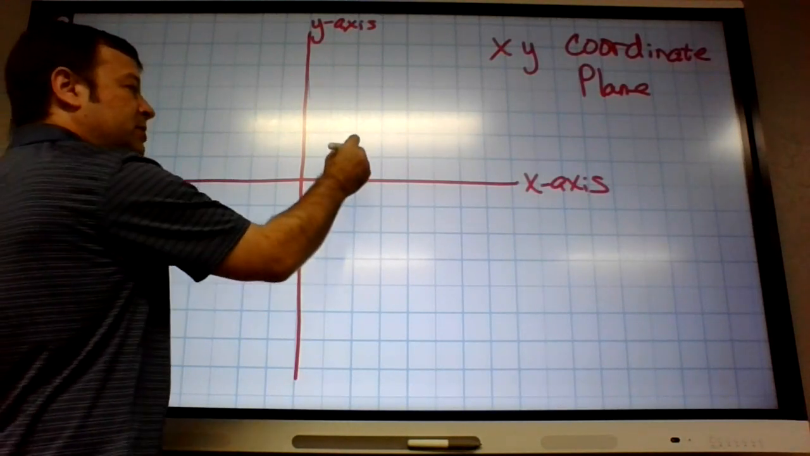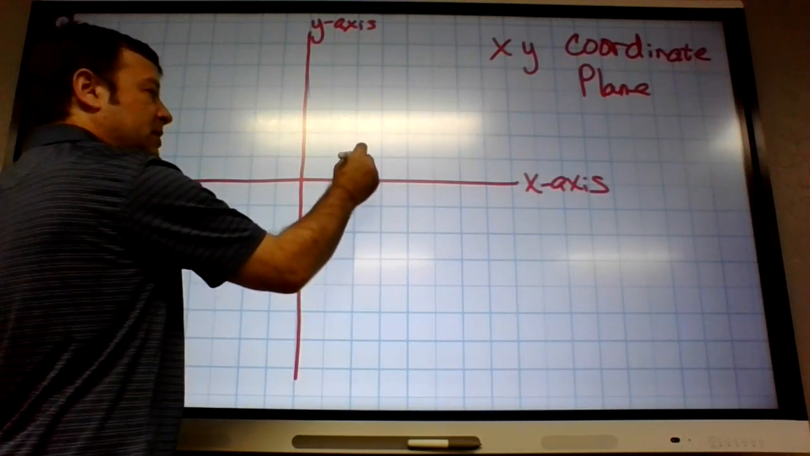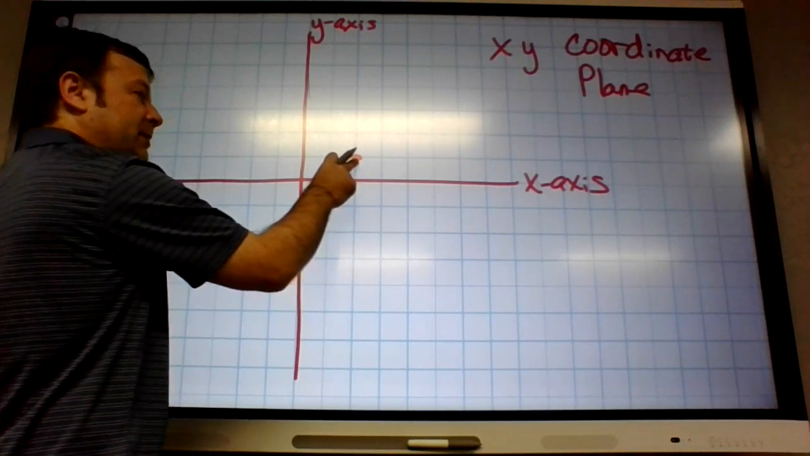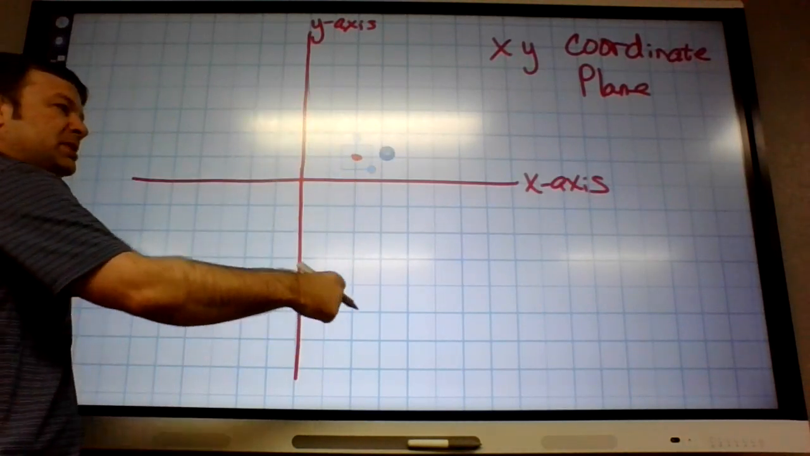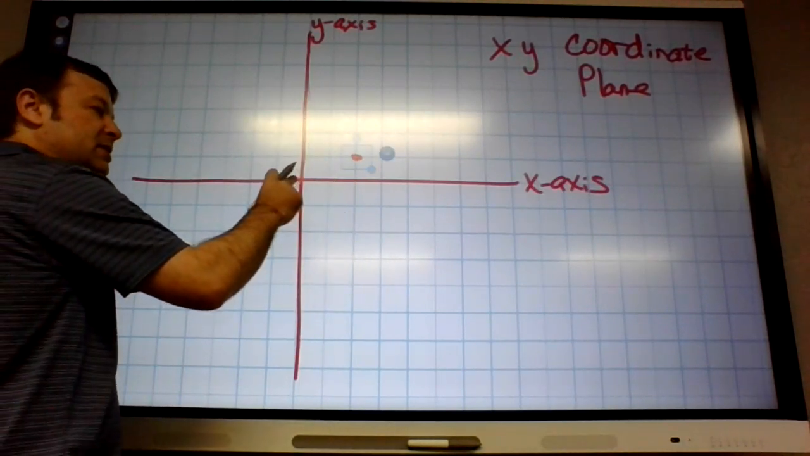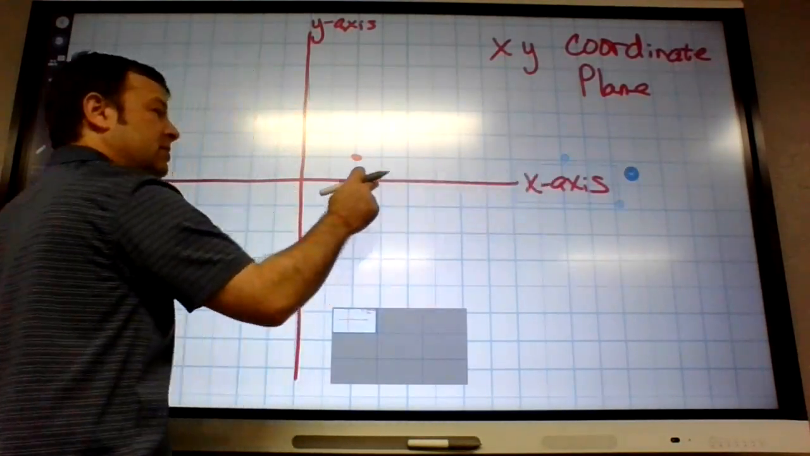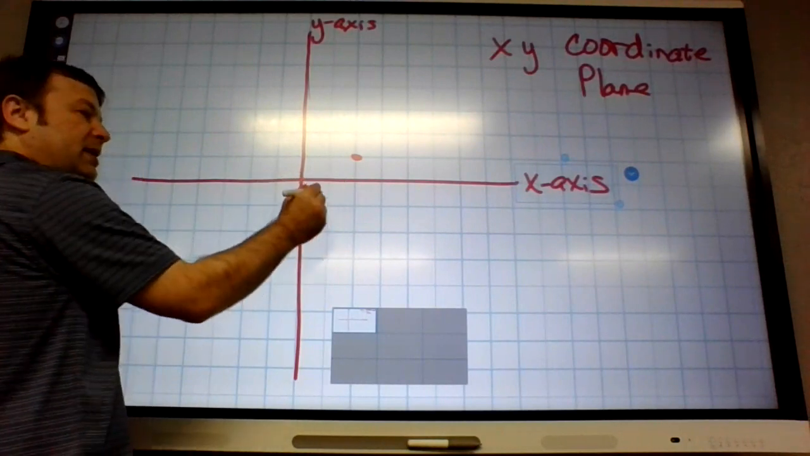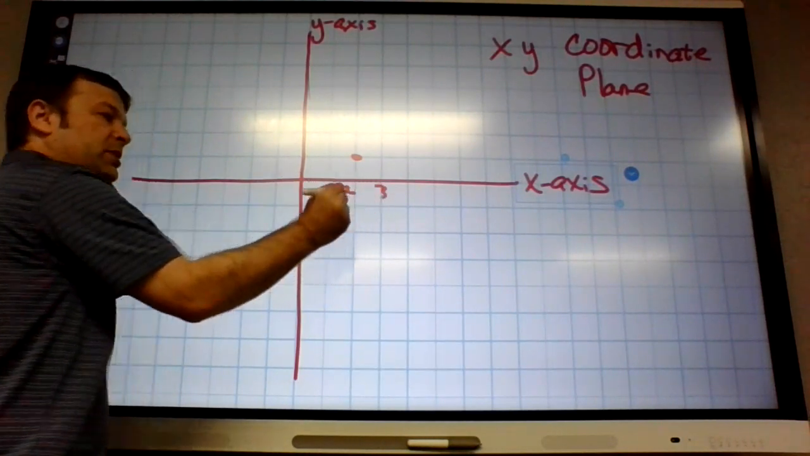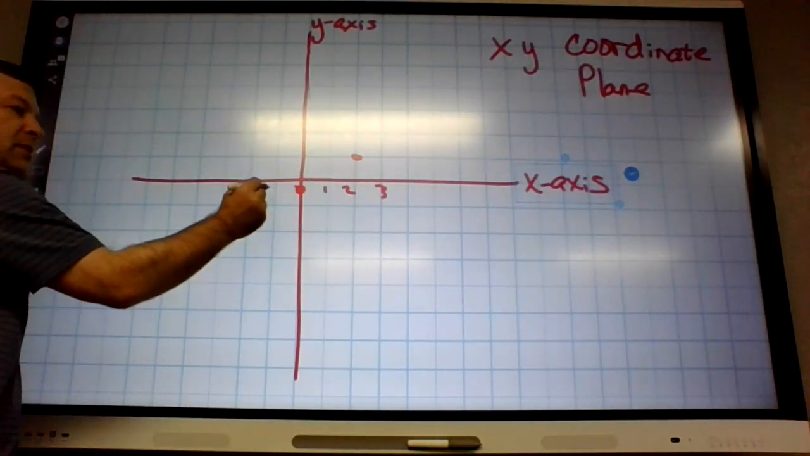So the two numbers that identify the points, kind of like Battleship. You guys know how it's like B7, you go down to B and over 7. So the first number is always the X coordinate. So you go on the X-axis. It's kind of like a number line. Like on a number line, you got 1, 2, 3, 0 in the middle.